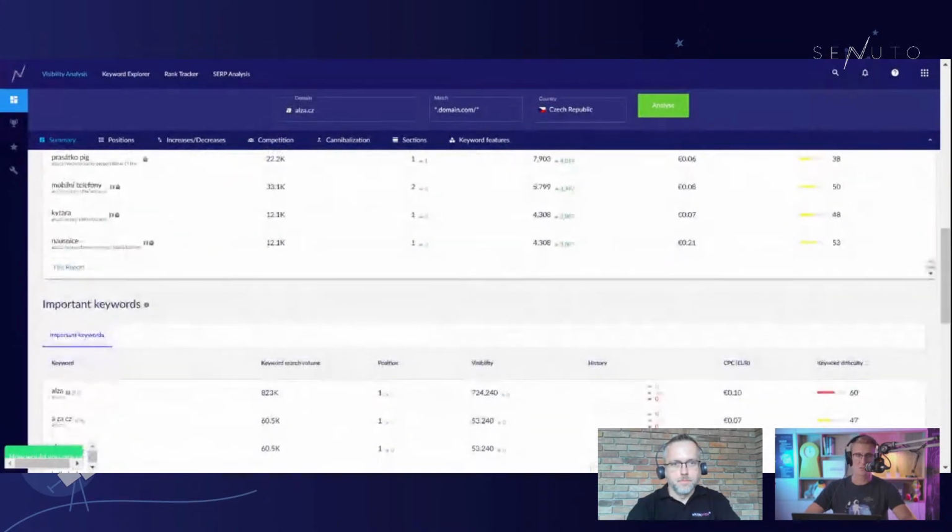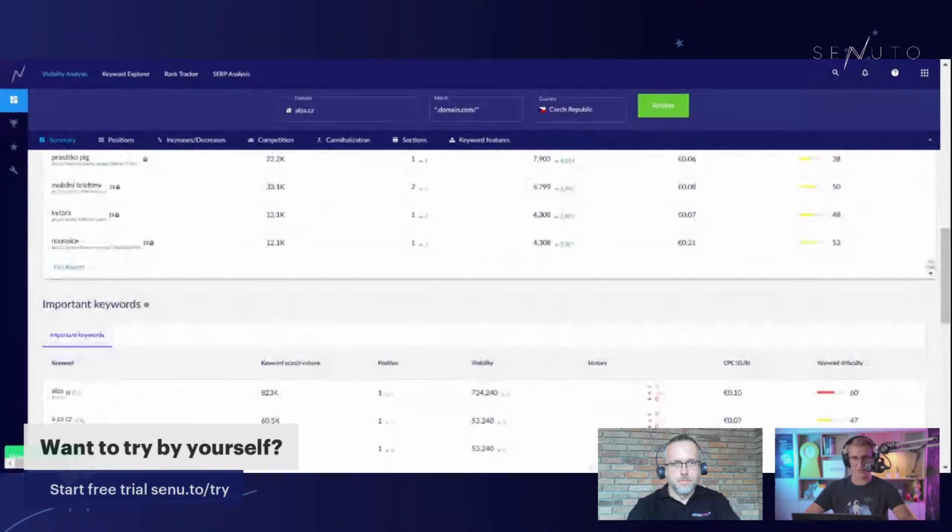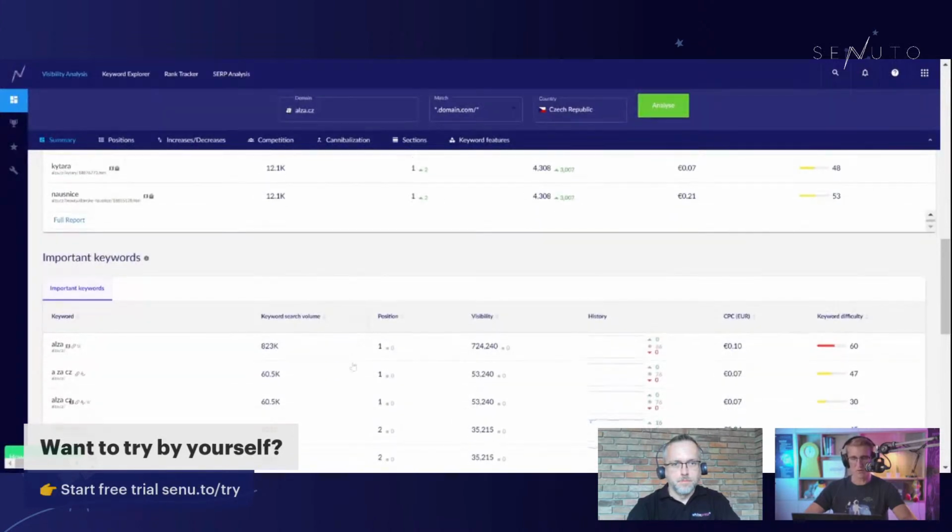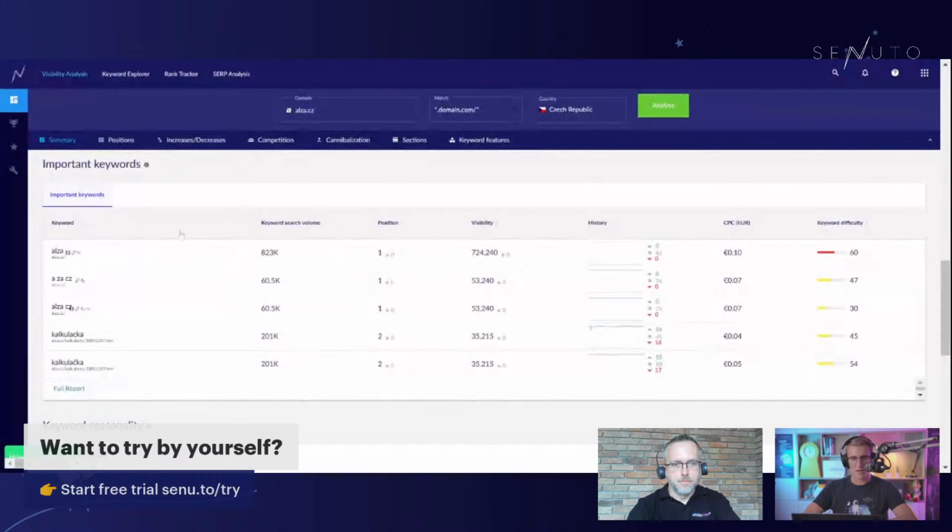So using Senuto, it is very easy to check it. For example, here, of course, we are not opening here in America, but you see the potential of these keywords and how visible we are here. So you see here that it's not 100% potential using ALZA. It's more than 700,000, and the search volume is more than 800,000. So this is something that we can work on.